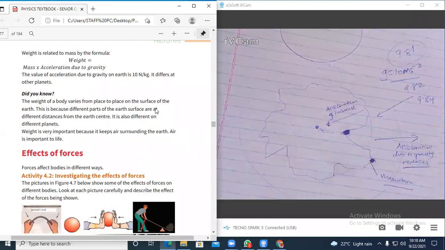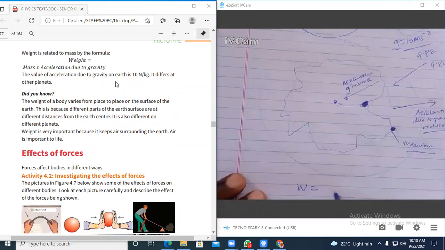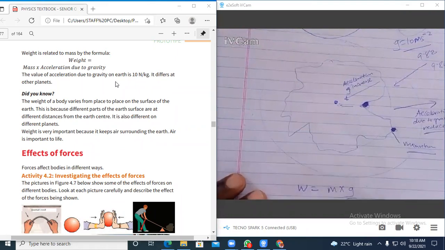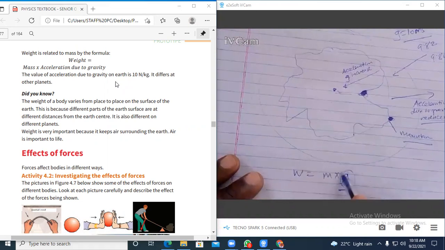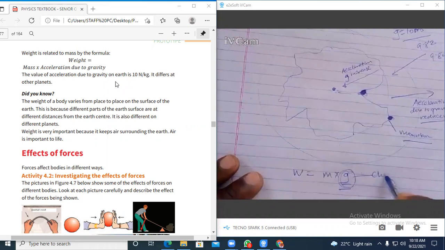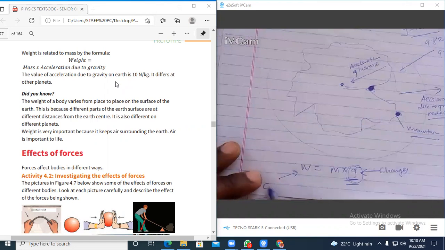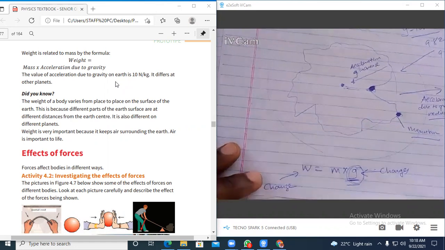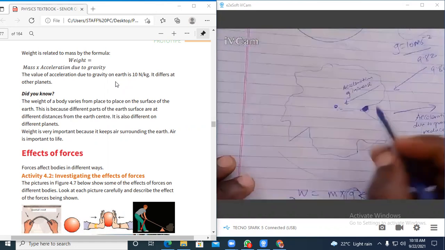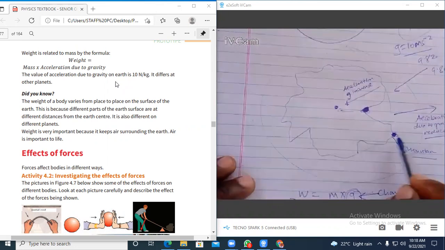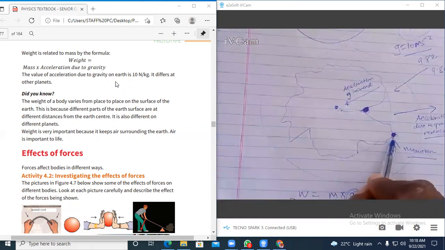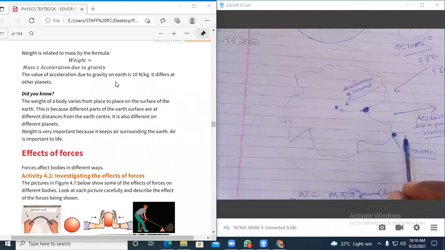And those small differences also cause a change in weight, because we say that weight is measured by mass times acceleration due to gravity. So if this acceleration due to gravity changes, it means that also the weight is going to change. So the weight of the person who's here is a different weight from the person who's here. The weight keeps on changing because the acceleration due to gravity varies from place to place.